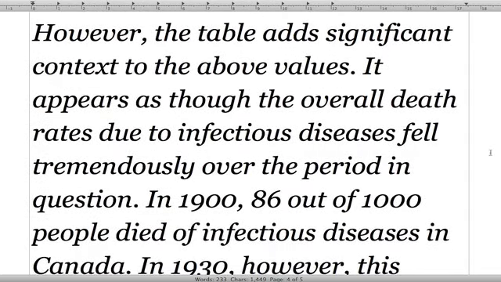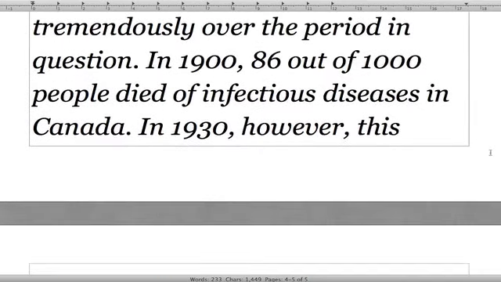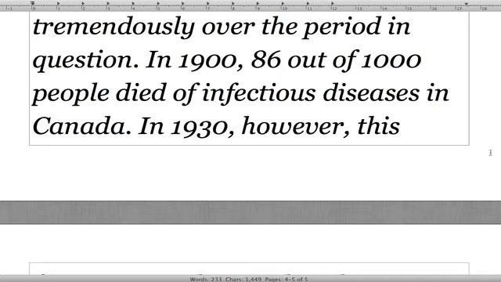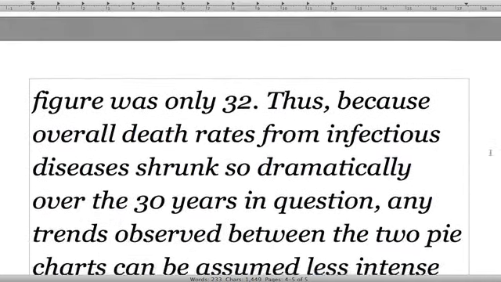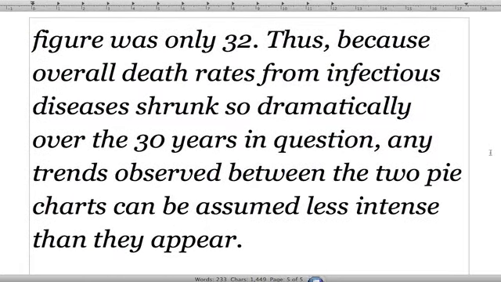However, the table adds significant context to the above values. It appears as though the overall death rates due to infectious diseases fell tremendously over the period in question. In 1900, 86 out of 1,000 people died of infectious diseases in Canada. In 1930, however, this figure was only 32. Thus, because overall death rates from infectious diseases shrunk so dramatically over the 30 years in question, any trends observed between the two pie charts can be assumed less intense than they appear.